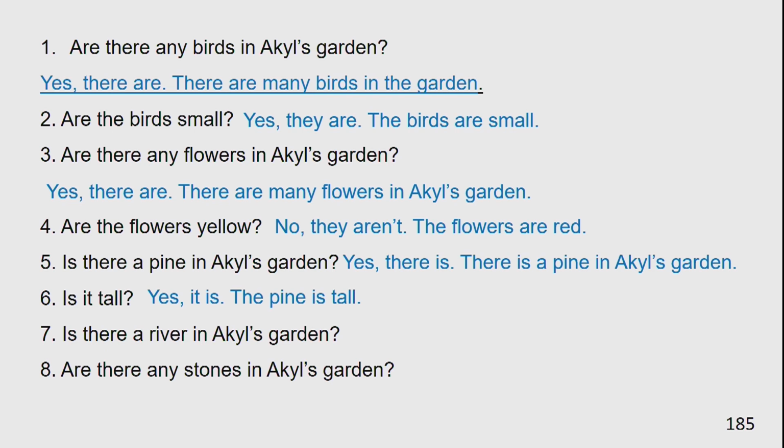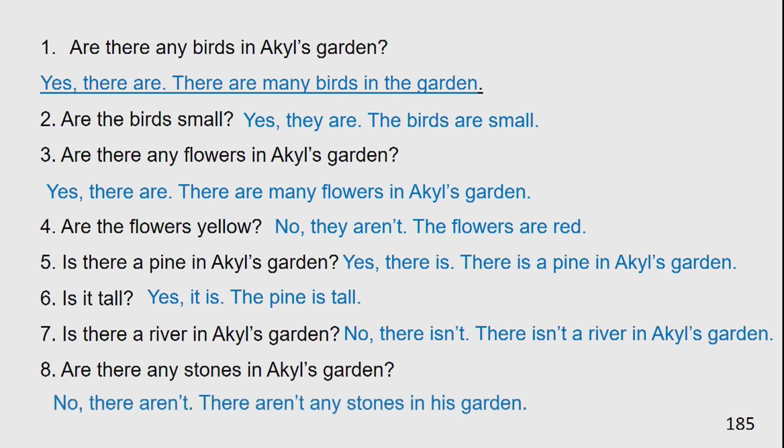7. Is there a river in a closed garden? No, there isn't. There isn't a river in a closed garden. And the last question. Are there any stones in a closed garden? No, there aren't. There aren't any stones in his garden. Good job, guys. Now, look at the picture from the exercise 2.